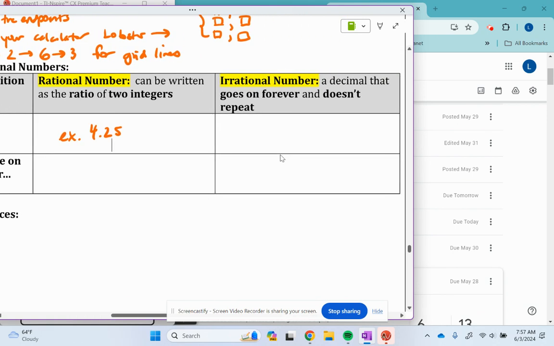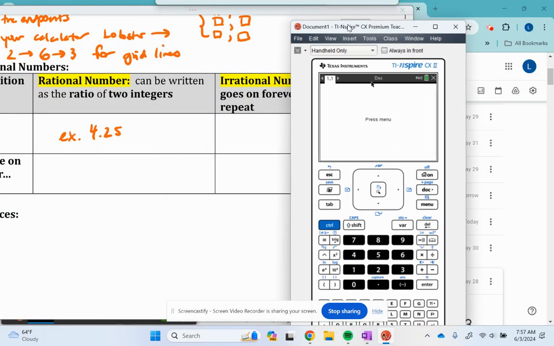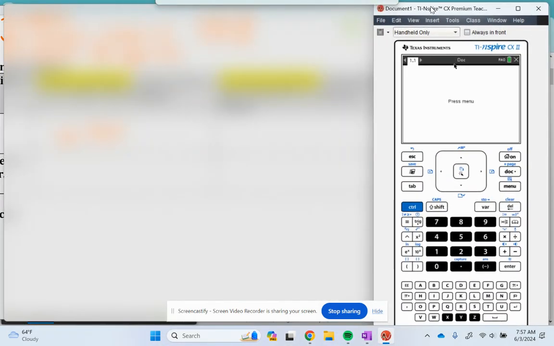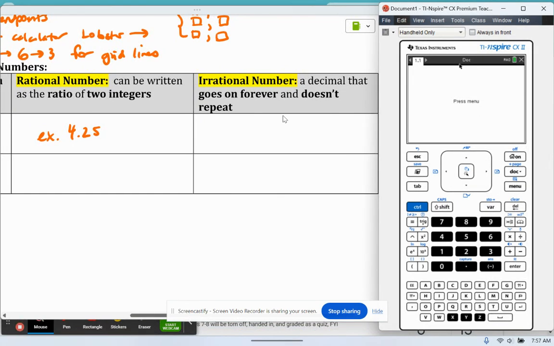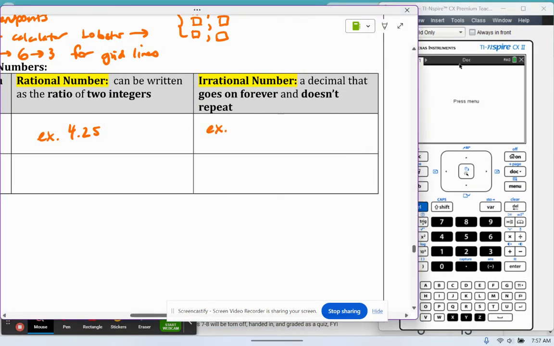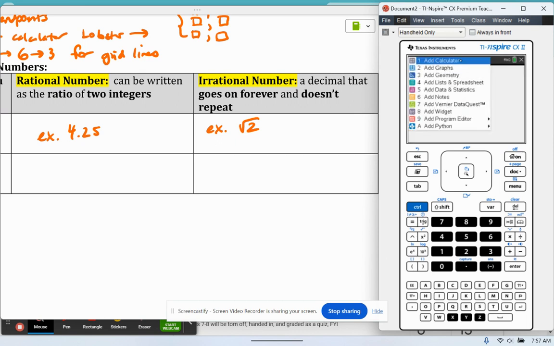So an irrational number, right? First, you get that point. You classify it as rational or irrational. Then you explain why using your example from your calculator and your definition, okay? So the square root of 2. How do we test and make sure that something is irrational? Square root of 2. Type it in your calculator. And then what's the trick?